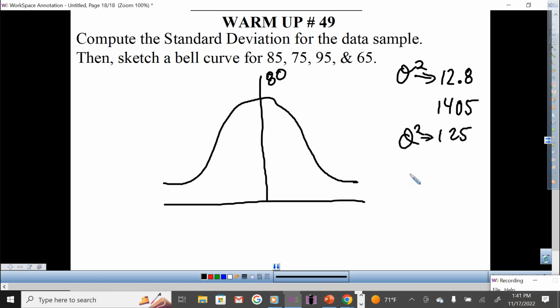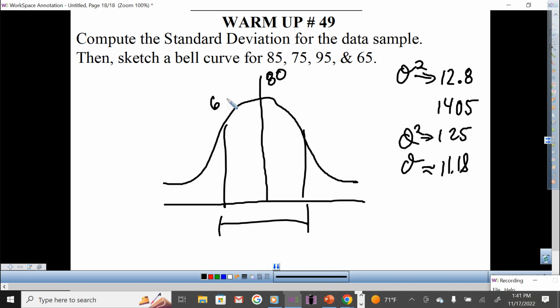So standard deviation. Zach. 11.18. Hands if you got that. Looks about right. So on the normal or average from here to here, it's from 68.82 to 91.18, and that's our average range. And then we go one more for the above average and below average. Okay? We good, yeah?